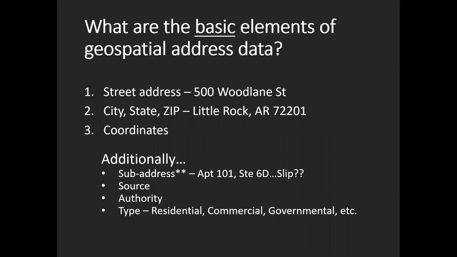So now let's move a little more specifically and start looking at the elements of geospatial address data. To really be geospatial data, there are a few things you have to have. One is obviously the street address, 500 Wood Lane Street. The city, the state, and the zip code. And then thirdly, my third must-have is coordinates. To be geospatial data, you've got to know where it is on the surface of the earth.